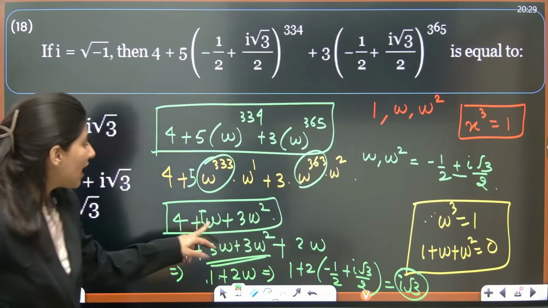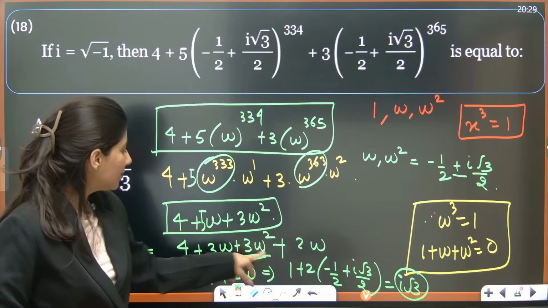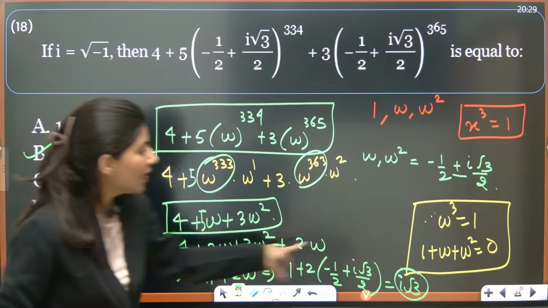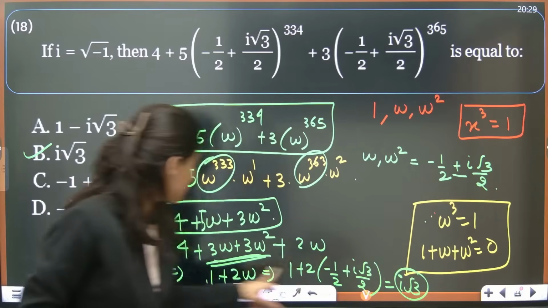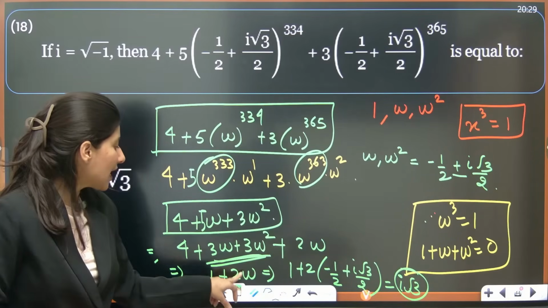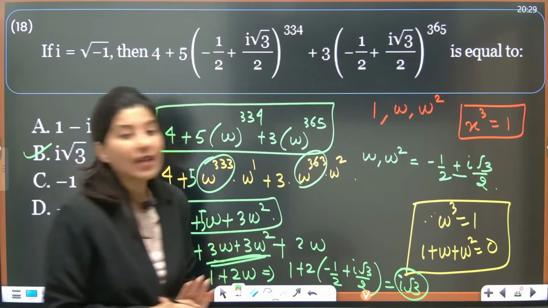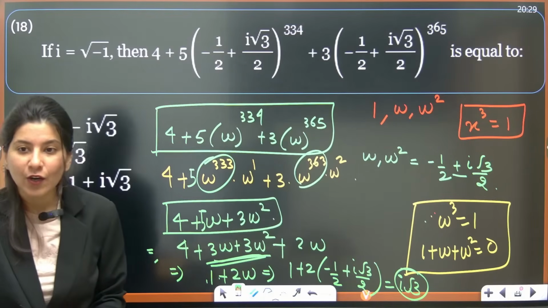Now again, 5 omega can be written as 3 omega plus 2 omega, so that I can club this 3 omega plus 3 omega square, because omega plus omega square is minus 1. So this is minus 3. 4 minus 3 is 1 plus 2 omega. Now just put the value of omega right away. You will get iota root 3 as the final answer. Okay.